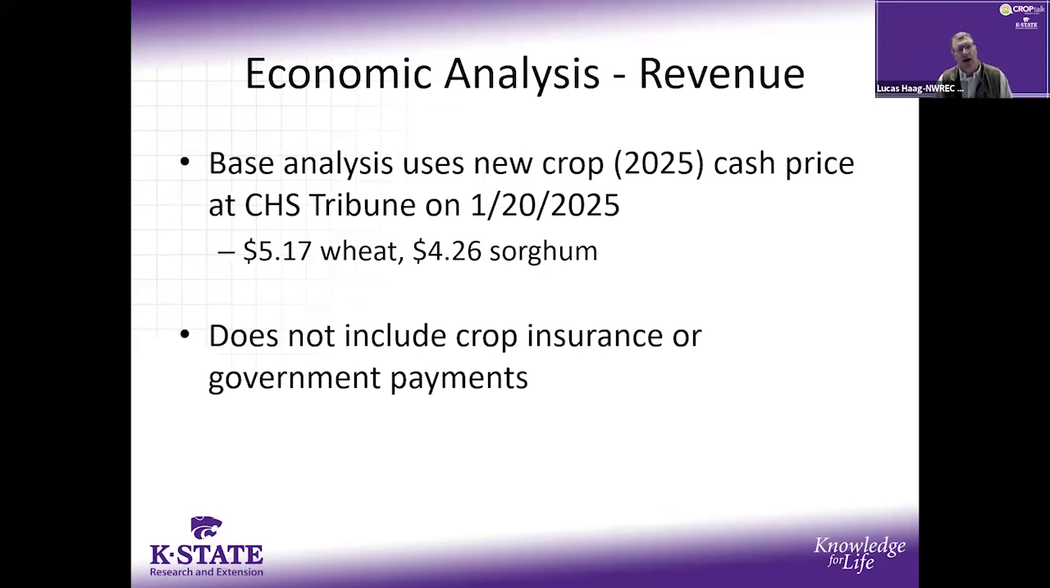This is outdated, but the economics was based on what we could sell new crop for. And even if I would have done it last night, obviously it would be outdated this morning based on our market moves today. But on the 20th of January, this is what we could book new crop for at CHS Tribune. So that's what I'm using on the revenue side. On the first piece of this, on the tillage study, I'm not including any crop insurance or government payments because really we're just looking at the tillage piece of this. Later on, we'll bring some of this back in when we're talking rotations.